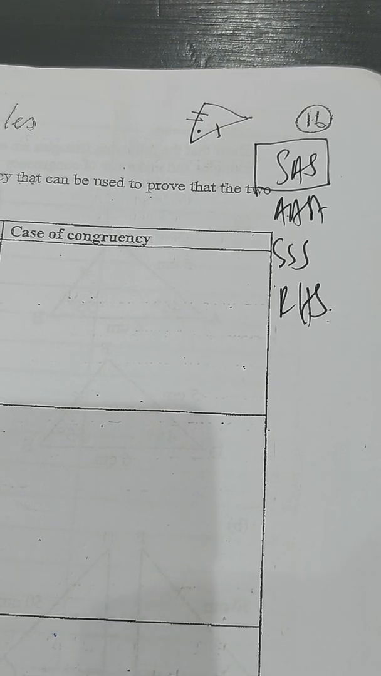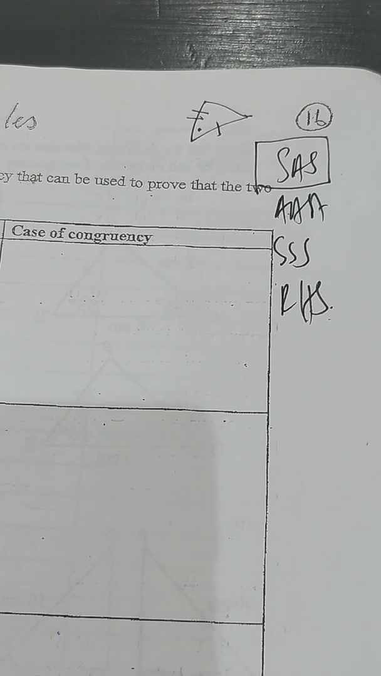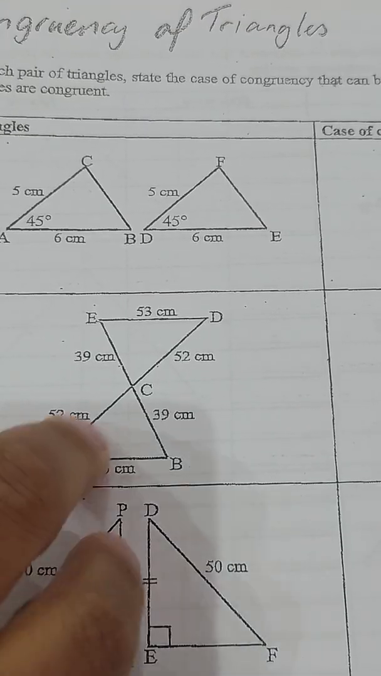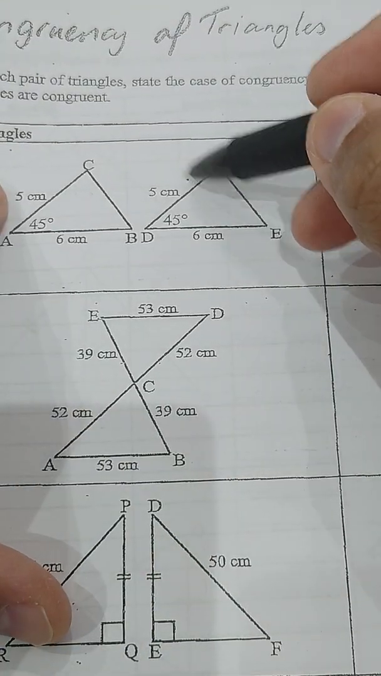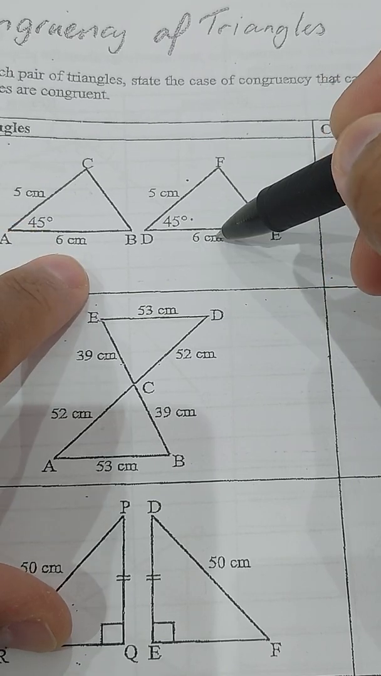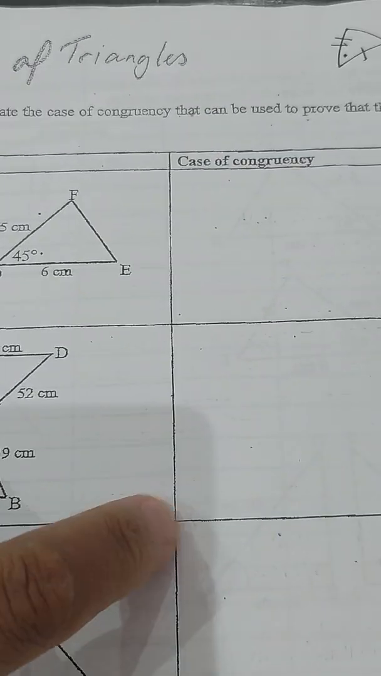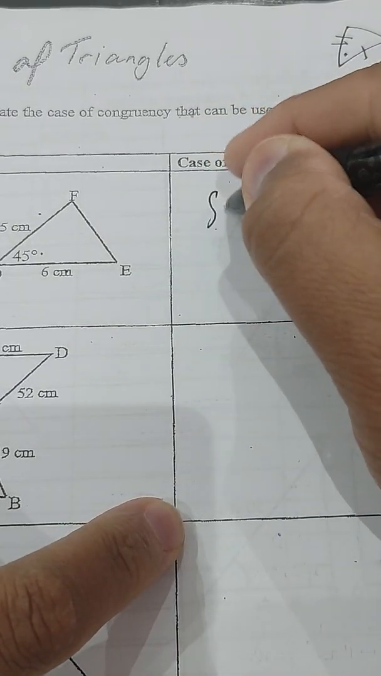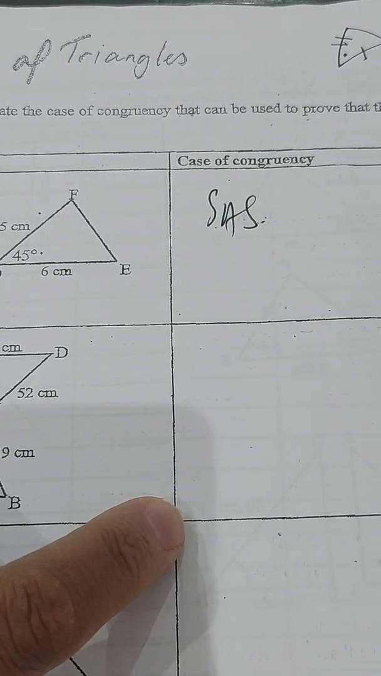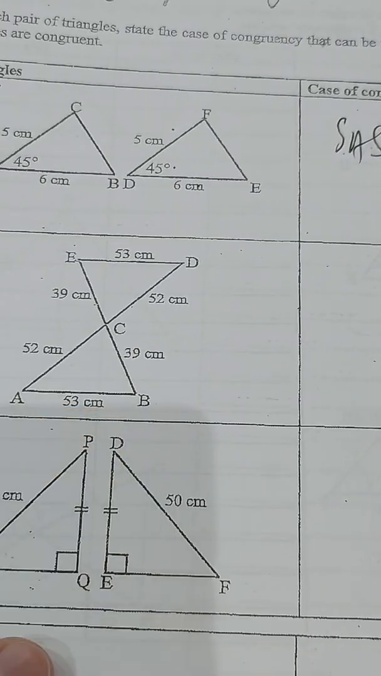Okay. So in the first case here, as you can see, the 5 is equal to 5. That angle is equal and that is equal. So what's the case for congruency here? It's going to be side angle side. As you can see, it's an included angle there.